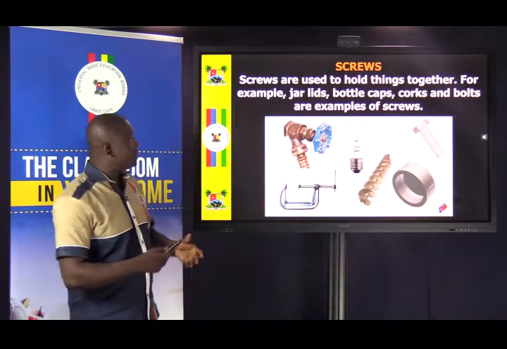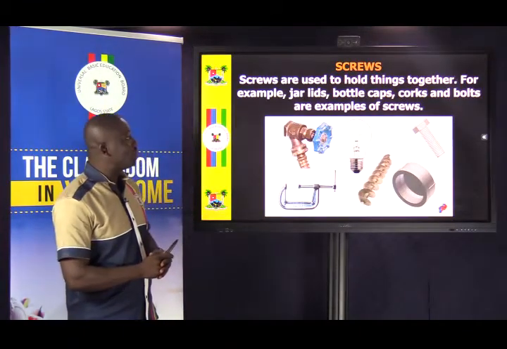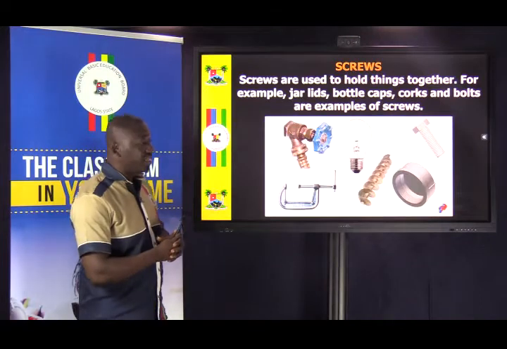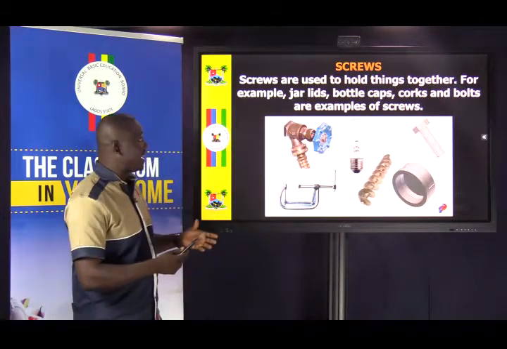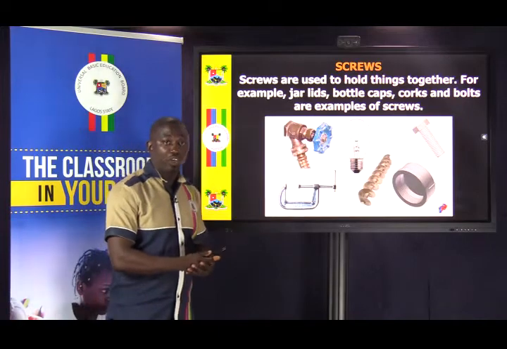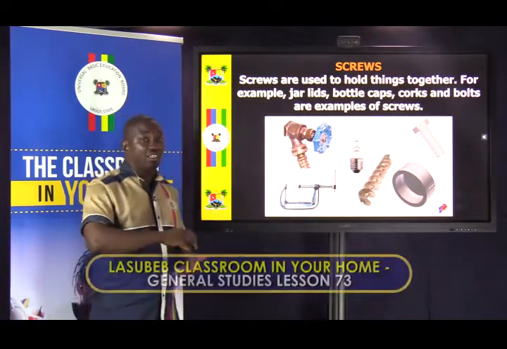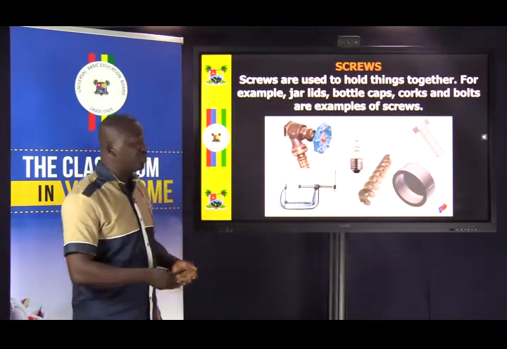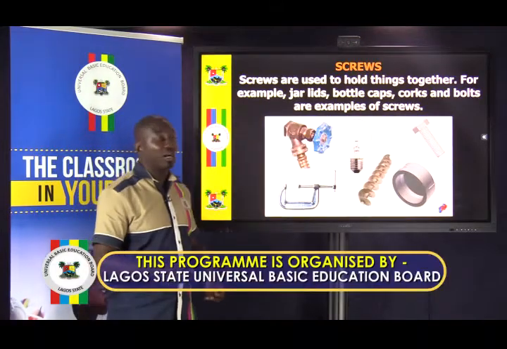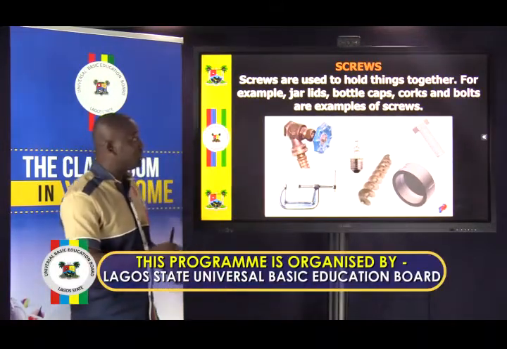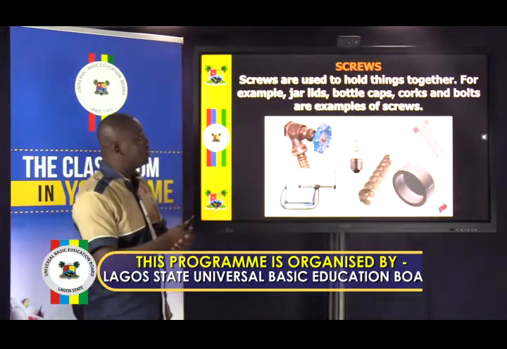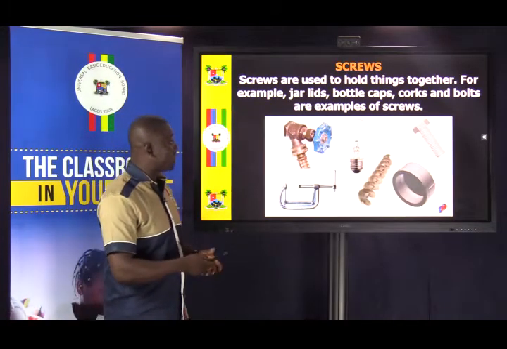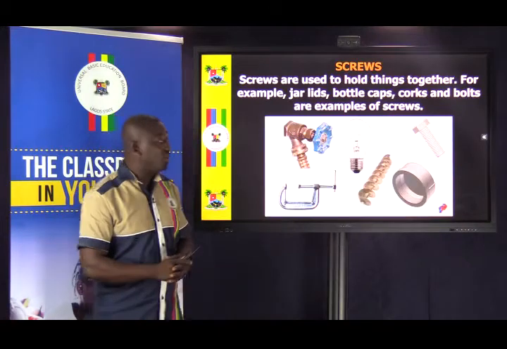Screws. Screws are also simple machines that we use to hold two things together. We use screws to hold what? Things together. And what are examples of screws? You have jar lids. Okay, when you put oil or something in the jar, you use the jar lid to cover the jar, which is the screw. Of course, bottle caps, if you put water or drinks in the bottle, you use the bottle cap to what? To cover. All right, to cover the bottle. You have corks, you have bolts, and so on. They are good examples of screws.